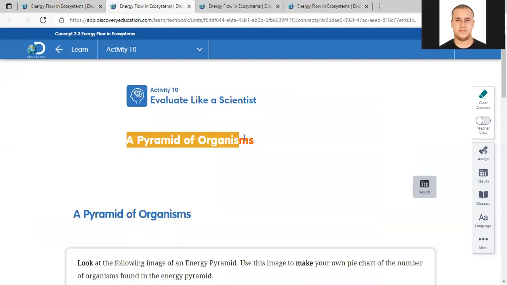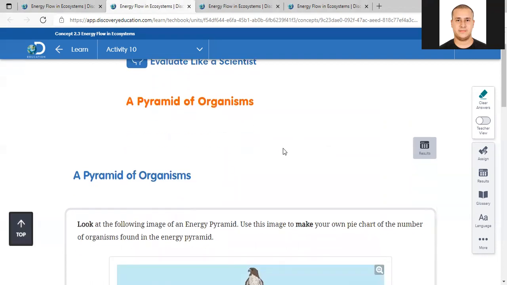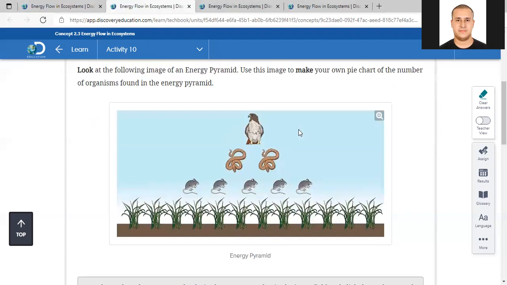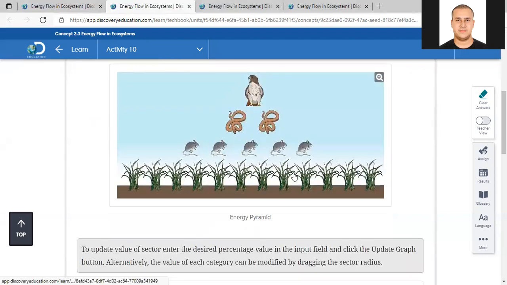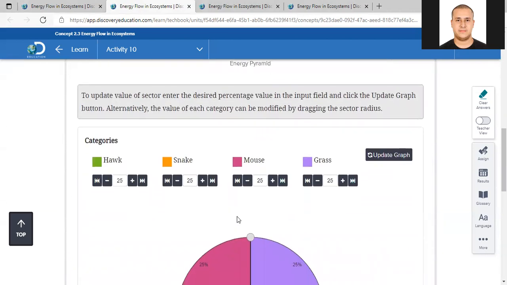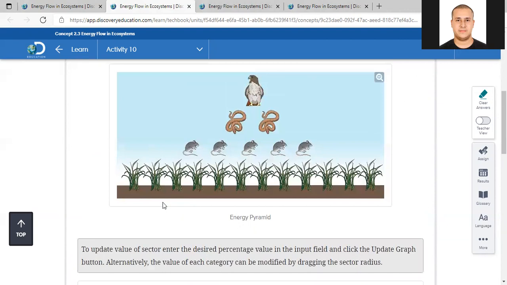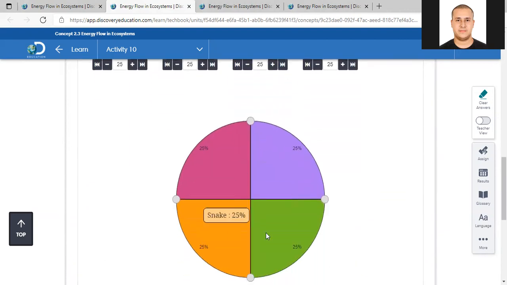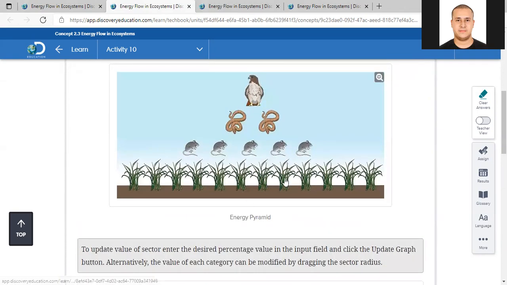Okay, guys, now let's go to activity number 10. It says a pyramid of organisms. Look at the following image of an energy pyramid. Use the image to make your own pie chart of the number of organisms found in the energy pyramid. This is the energy pyramid. We will count the number of organisms at each level. But keep in mind that each one organism represents 5 points or 5% on the chart. We need to adjust this chart according to the number of organisms right here.